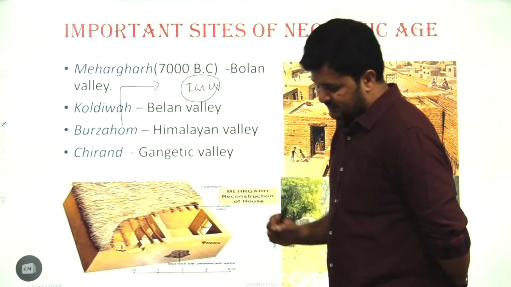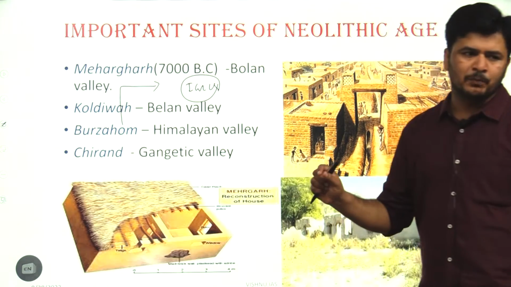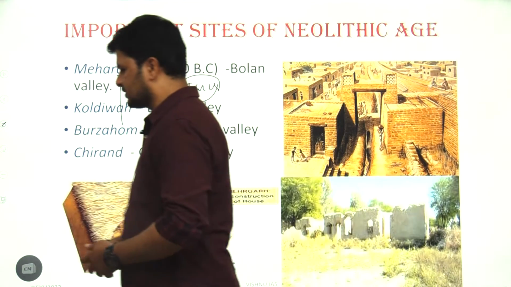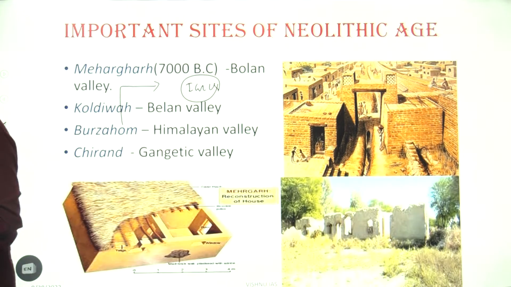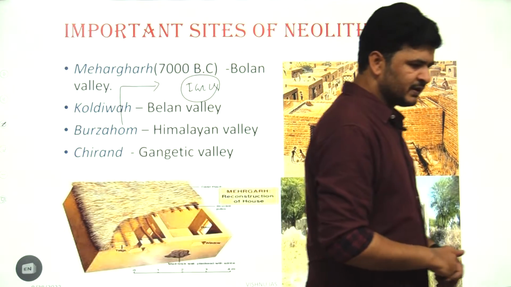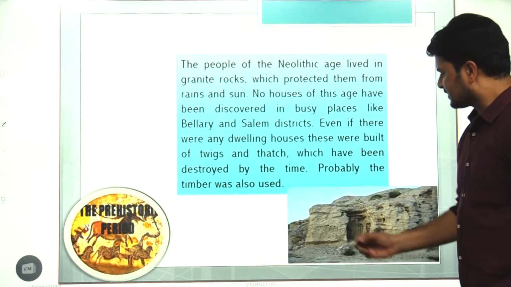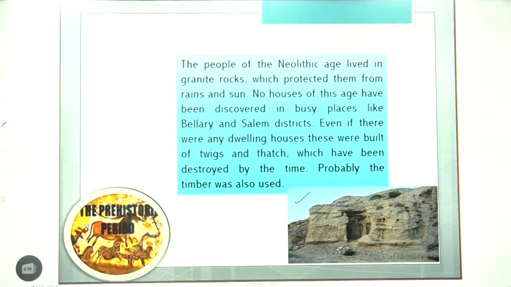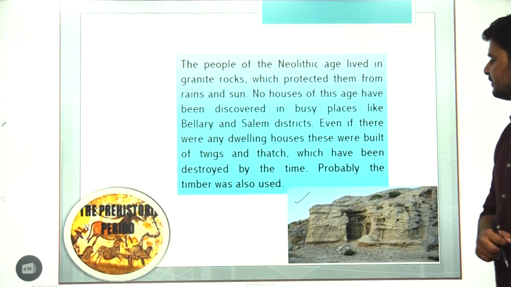Chirand, Bihar. The significance of Chirand is that large scale bone tools were discovered, you call it. Large scale bone tools, Chirand, Bihar, near Patna. Large scale bone tools were discovered. The best example is the Mehergarh settlement. This is a Mehergarh settlement, please. Northwestern India, modern Pakistan.